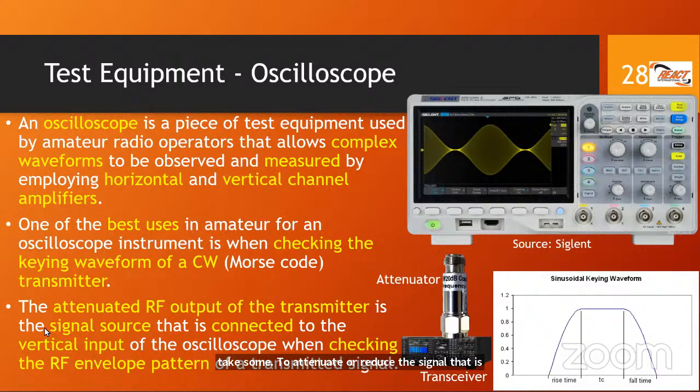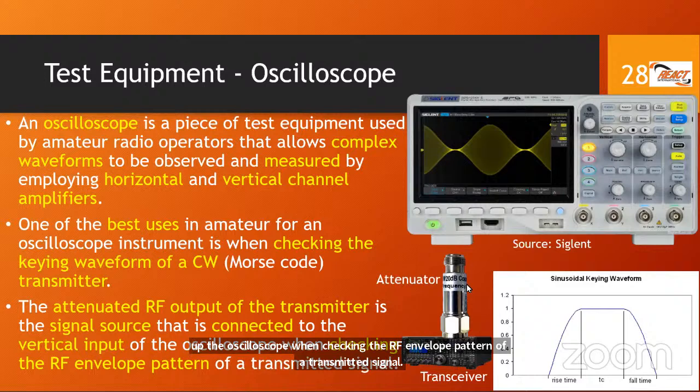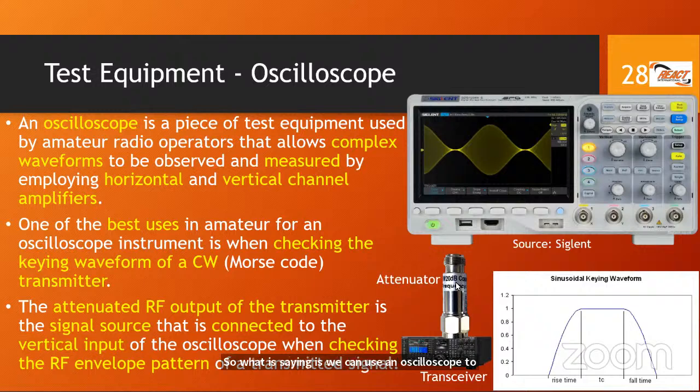And this is an exam question. You need to attenuate that RF output before you connect it to the instrument. And the attenuated RF output of the transmitter is the signal source that is connected to the vertical input of the oscilloscope when checking the RF envelope pattern of a transmitted signal. So what it is saying here is we can use an oscilloscope to measure the output from our transceiver, but we want to sample it and reduce it significantly. So we attenuate it using an attenuator. We need to know this to avoid destroying our equipment and also to be able to pass our exams, because this is an exam question.